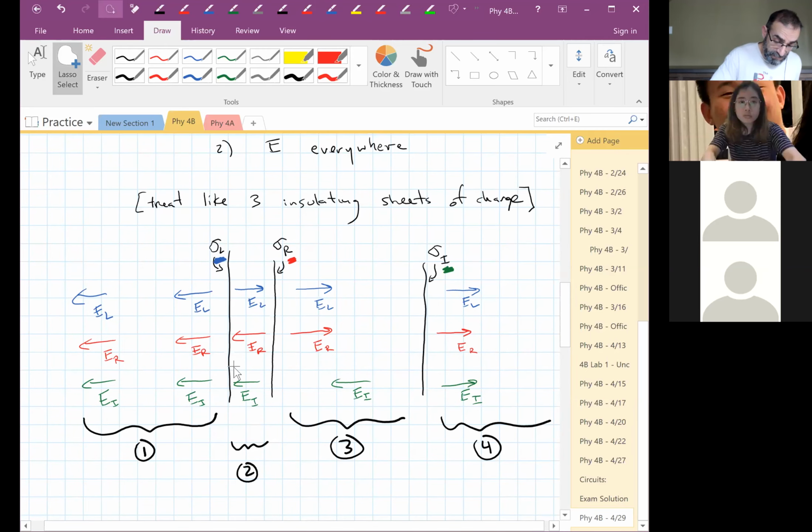Okay, so now I just need some equations, right? I have, what do I have? Two unknowns, sigma left and sigma right. So I need two equations. Well, one of them comes from this region of space right here. I can just look and see what's happening in here. That's going to give me one of my equations.